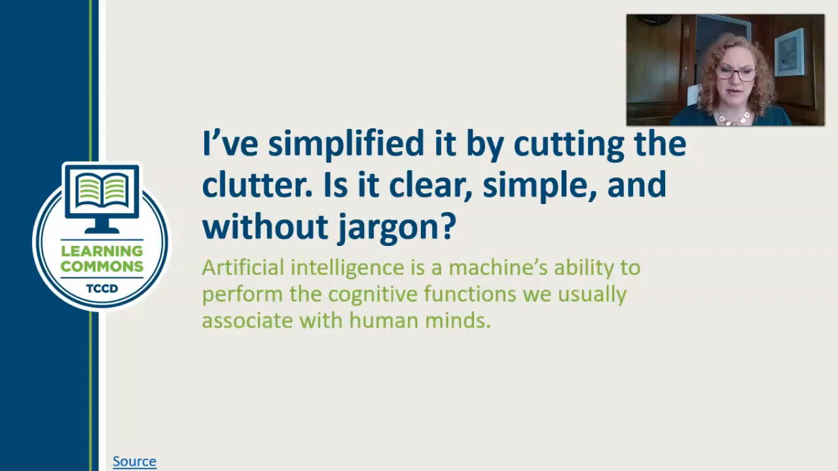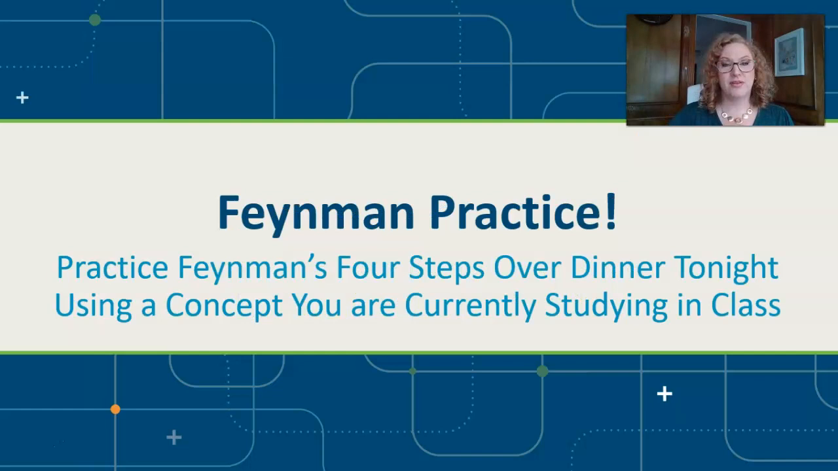Here, I've simplified the clutter. Artificial intelligence is a machine's ability to perform the cognitive functions we usually associate with human minds. Is it clear, simple, and without jargon? I'd say yes, and I'm guessing you would too. Now you know the famous Feynman technique.